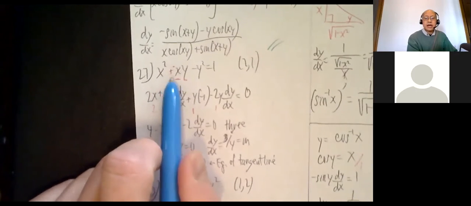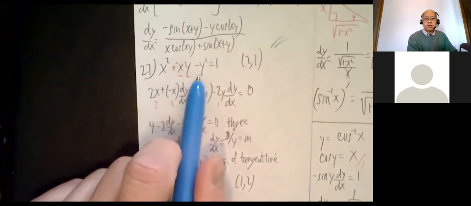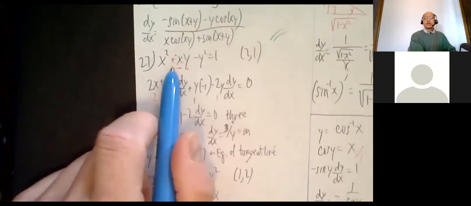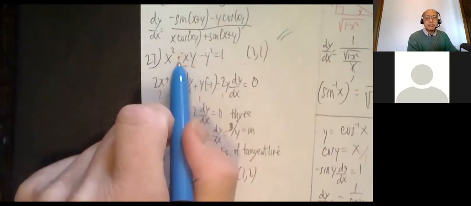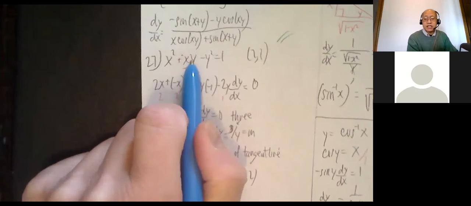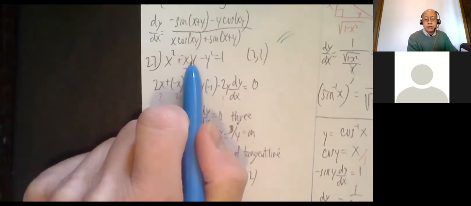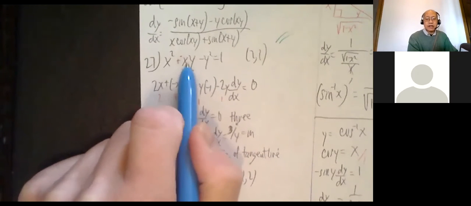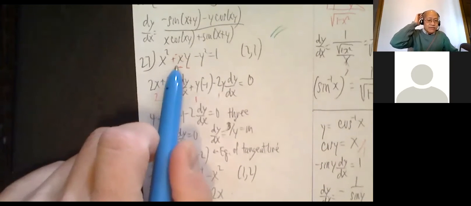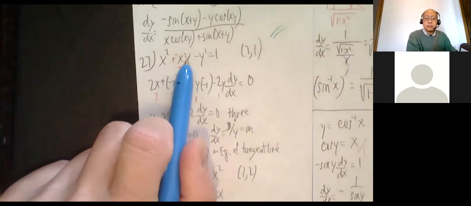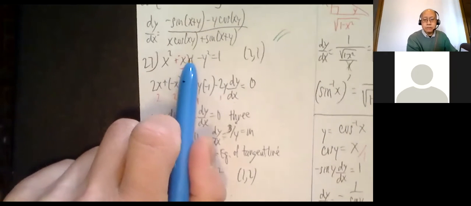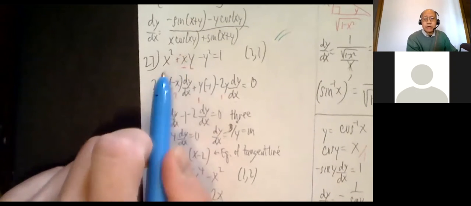Okay, x squared plus xy minus y squared equals 1. The way I'm going to treat this one, the negative xy, think of it as plus negative xy. I think it's easier and less confusing to make this a plus negative xy. So the first function is negative x, the second function is y. All right, here we go.